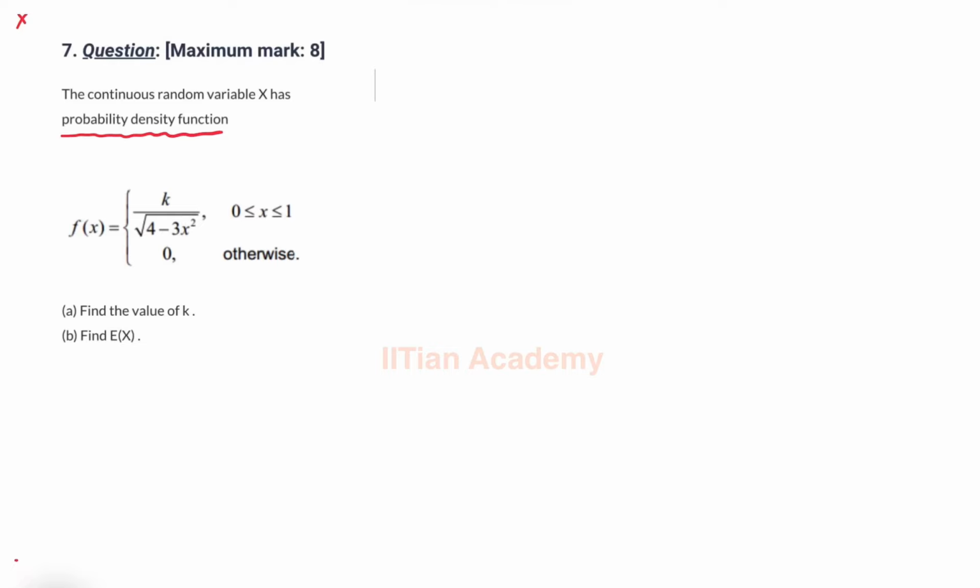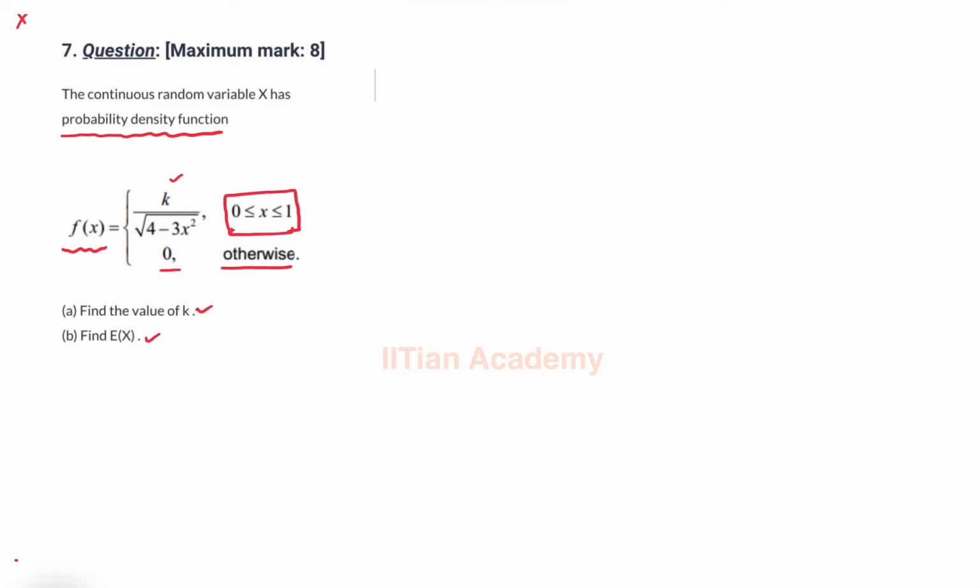Hello friends. So we have a question on probability density function. In this we have been given an fx which is a probability density function, and it is given that for x ranging from 0 to 1 this function is this, otherwise the probability is 0. That means whole of the probability is lying when x is ranging from 0 to 1. So we have to identify the value of k and the expectation value.